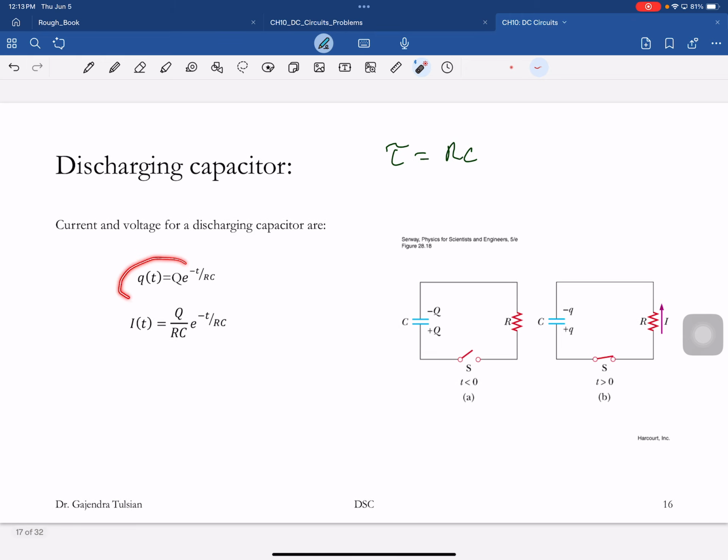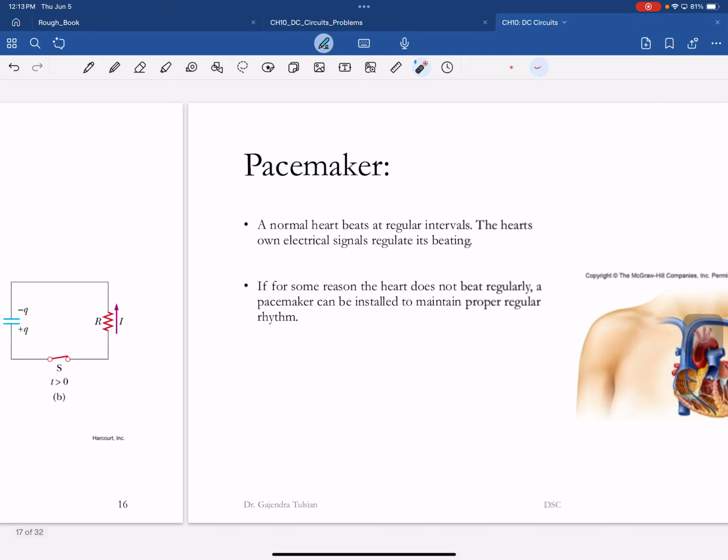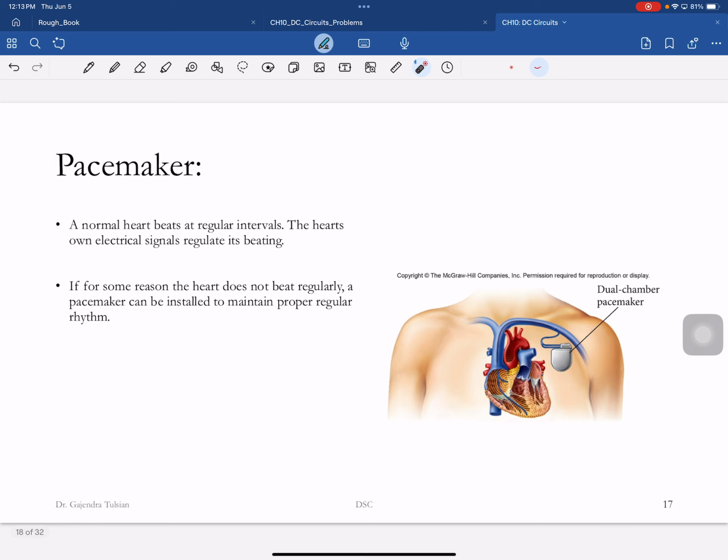So the capacitor discharges exponentially, and the current also dies exponentially. Current is just the time derivative of that. So in this case, it's minus dQ/dt. So here's a pacemaker. Again, what is a pacemaker?